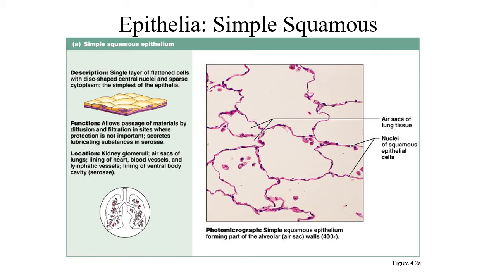For our first epithelium, we have simple squamous. And so when we're looking at epithelium, some of the things that we need to keep in mind are the cell shape and the cell thickness in terms of how many cells are stacked on top of one another. And so with simple squamous epithelium, we have a single cell layer, and the cells themselves are flattened out cells.